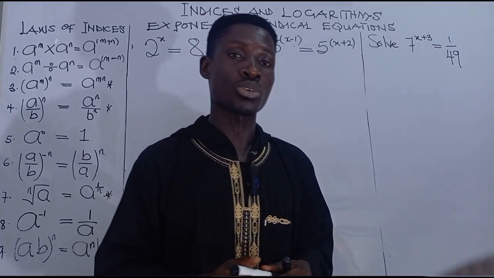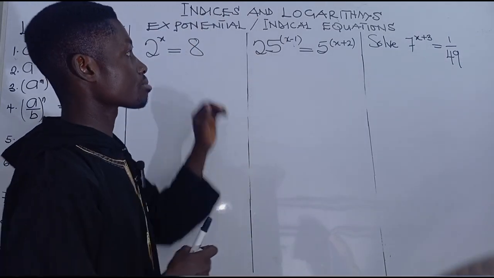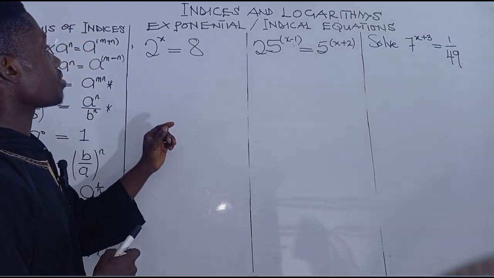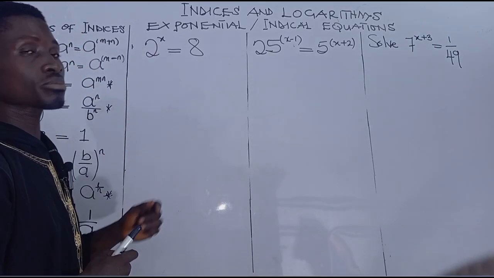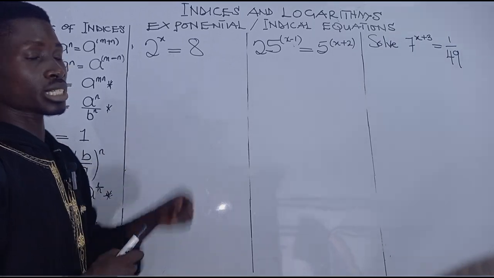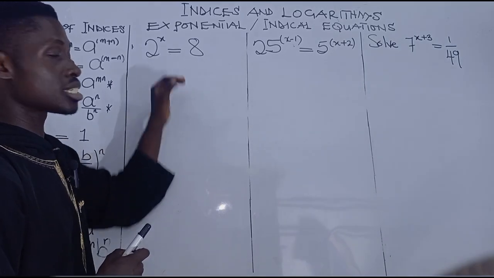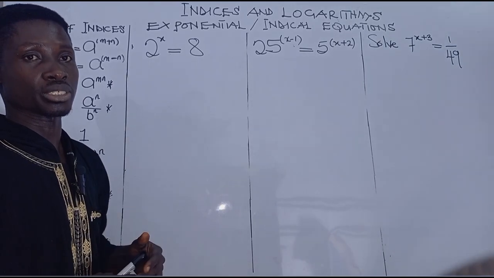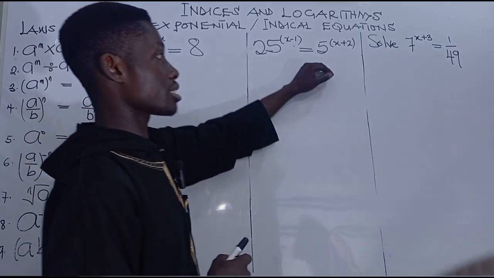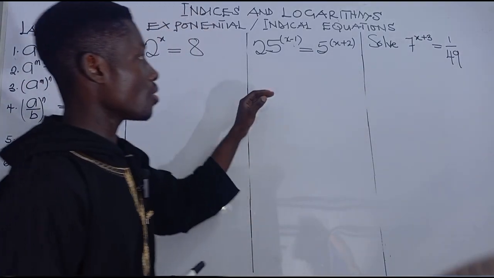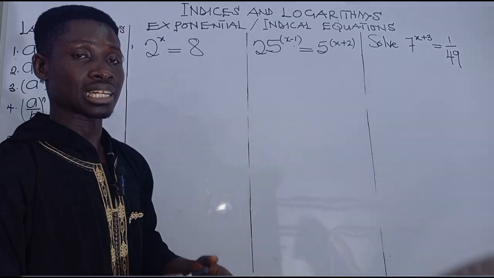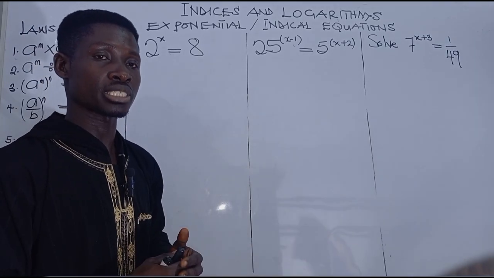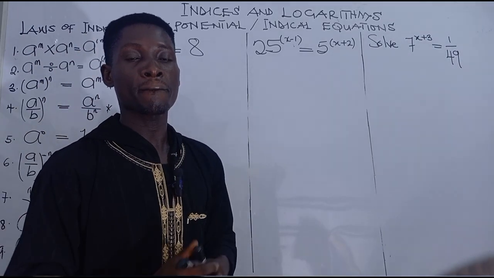Examples of exponential equation are what I've written on the board. So you can see that we have an exponential expression and then we have the equal sign. So this equation becomes an exponential equation. The same thing applies to this and then that. So all these and many more are classical examples of exponential equation.